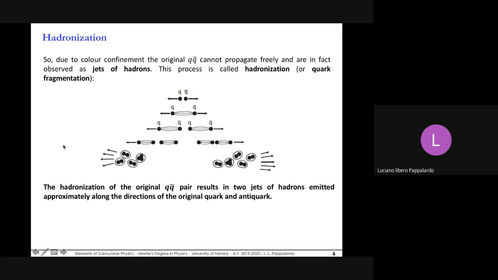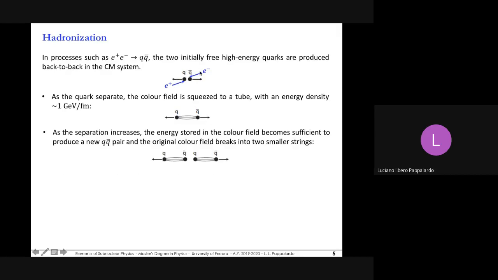So the hadronization of the original QQ-bar pair results in two jets of hadrons, which are emitted approximately along the direction of the original quark-antiquark. Clearly, momentum is conserved in this, okay? So at the end, when you sum all the momenta here, the direction of this jet must be the same as the original momentum of the original quark, and the same for the other one. So the direction of the two jets is also back-to-back and corresponds essentially to the direction of the produced quark-antiquark pair, which is not necessarily the same direction as the electron-positron, you see. This could be in any direction, but the important point is that the momentum is conserved, so the two are produced back-to-back.